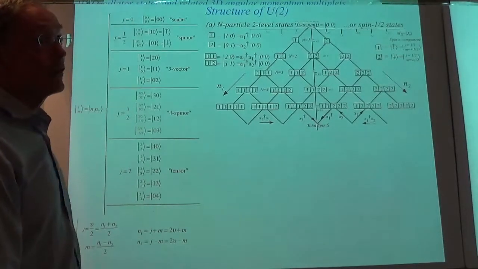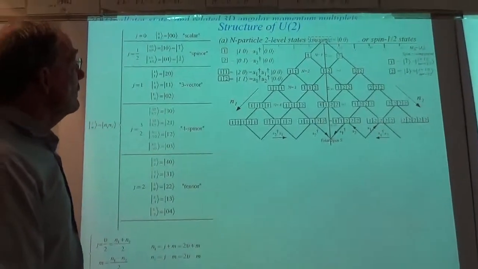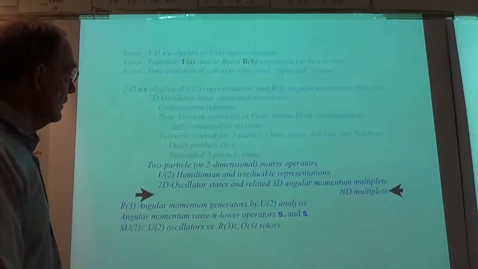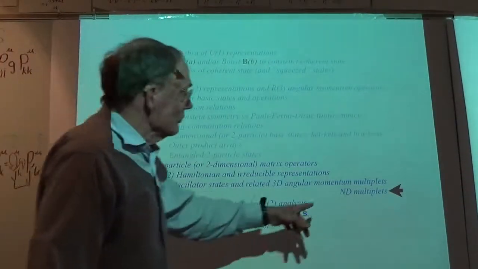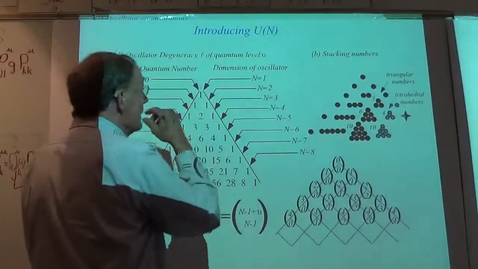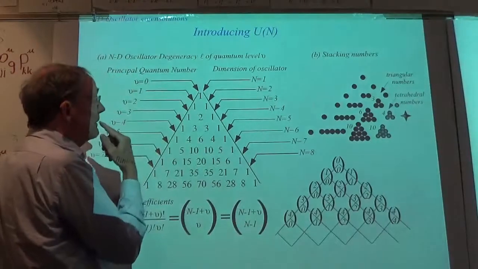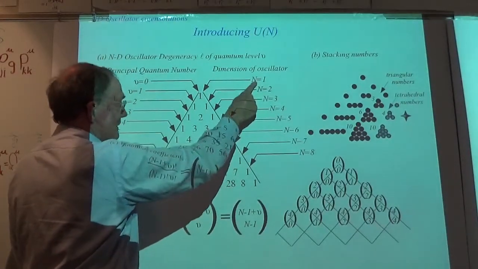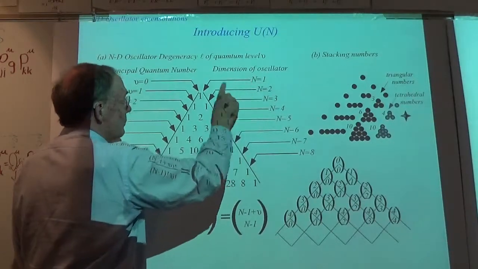So this is the structure here of U2, and I think we have about 5 more minutes here where we can go a little bit further than what we've done here. And I'd like to show you just what it's going to be when you have higher n, okay? What we're looking at here is a doubling of an oscillator that had dimension 1.